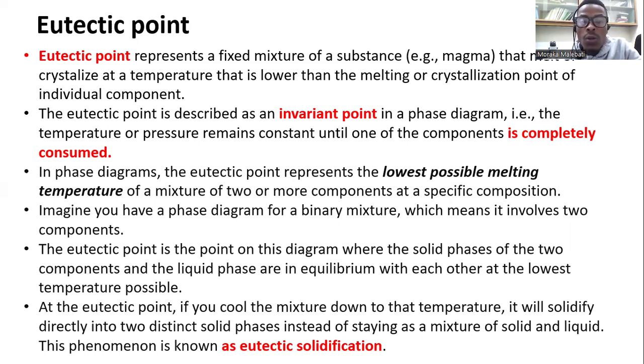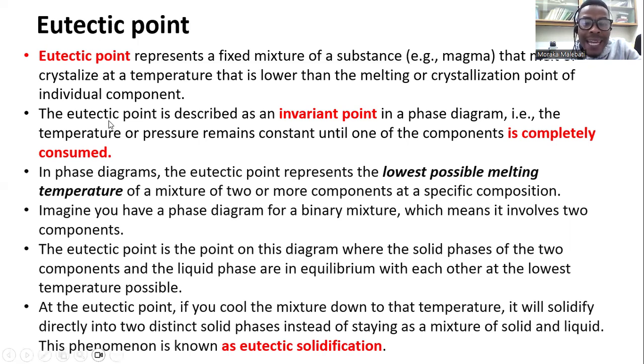All right, so at the eutectic point, the temperature is constant, and the system won't move. It means for the system to move, one of the components must be consumed, and then the temperature will no longer be constant. It will decrease a bit, and then the system will become univariant or divariant.